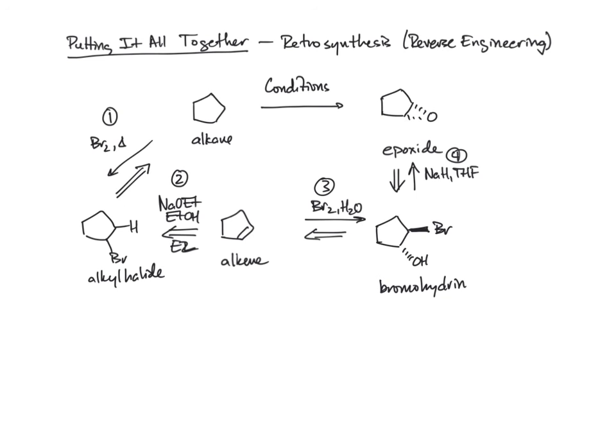I would say thinking in the forward direction and sequencing this is probably pretty challenging. That's why we use retrosynthesis to identify functional group transformations that we know, and then we can sequence them in the forward direction.